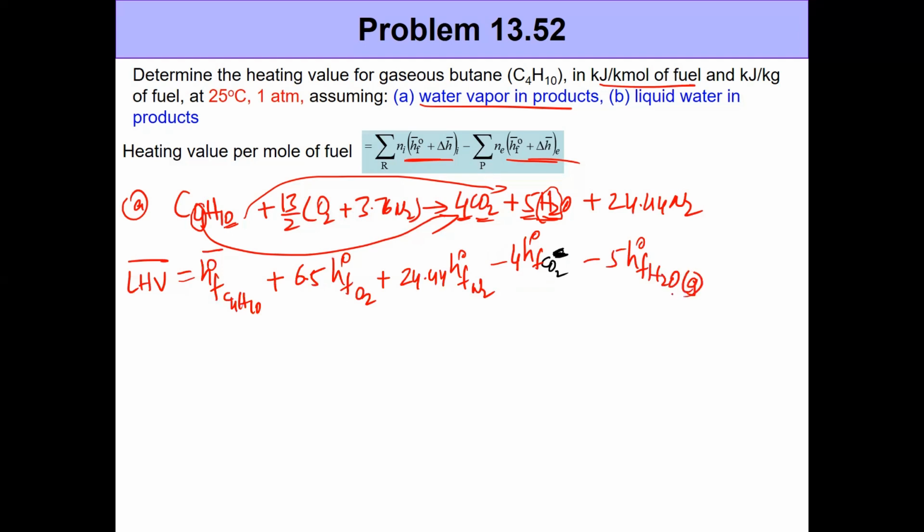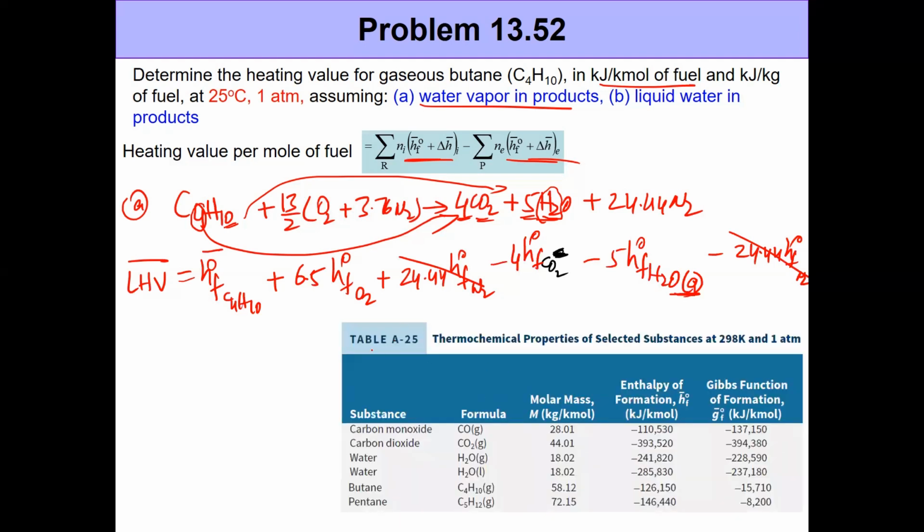Remember, the H2O is in the vapor form, so H2O(g) minus 24.4 HF naught nitrogen. Now the nitrogen HF naught simply gets cancelled straight away. You don't even have to remember that the enthalpy of formation for nitrogen is 0. But when you look at table 825, which lists the enthalpy of formation for a lot of our substances, from here you know that the enthalpy of formation of oxygen is 0. So this term goes down to 0.